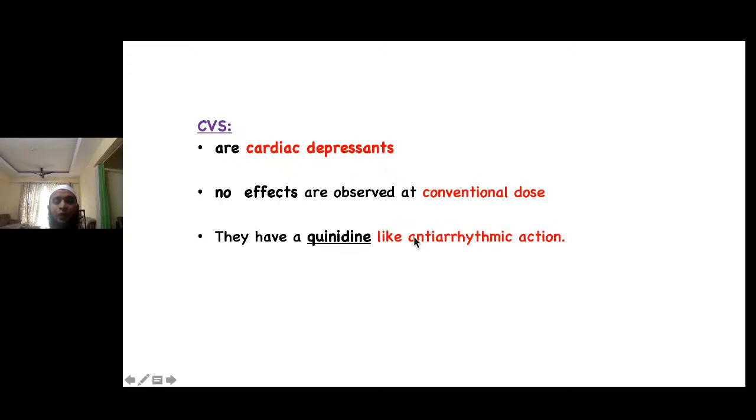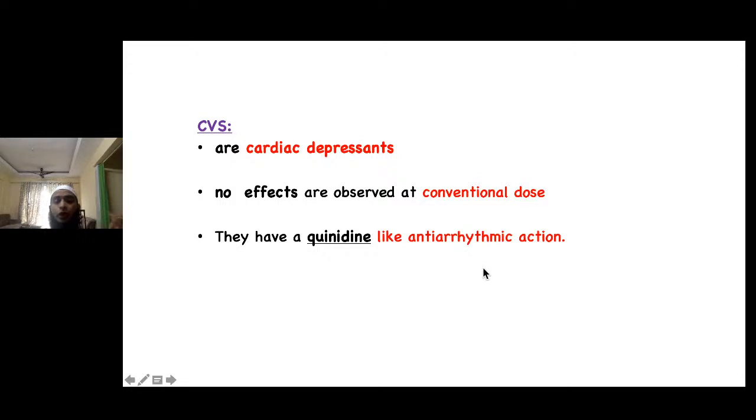So let's see what its effects are. They have quinidine-like antiarrhythmic action, meaning due to depression of the cardiovascular system it will reduce the heart rate. And due to reduction of the heart rate, it can effectively control arrhythmia. So although local anesthetics are used for producing local anesthesia, some of them can also be used as antiarrhythmics.